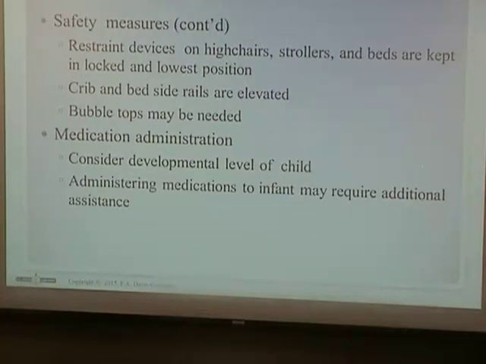Parents out here, how many of you have let your child roll off the bed? How many of you? I know I did. Yeah. No one's going to admit it, huh? No one's child ever fell off a bed. Okay, whatever.